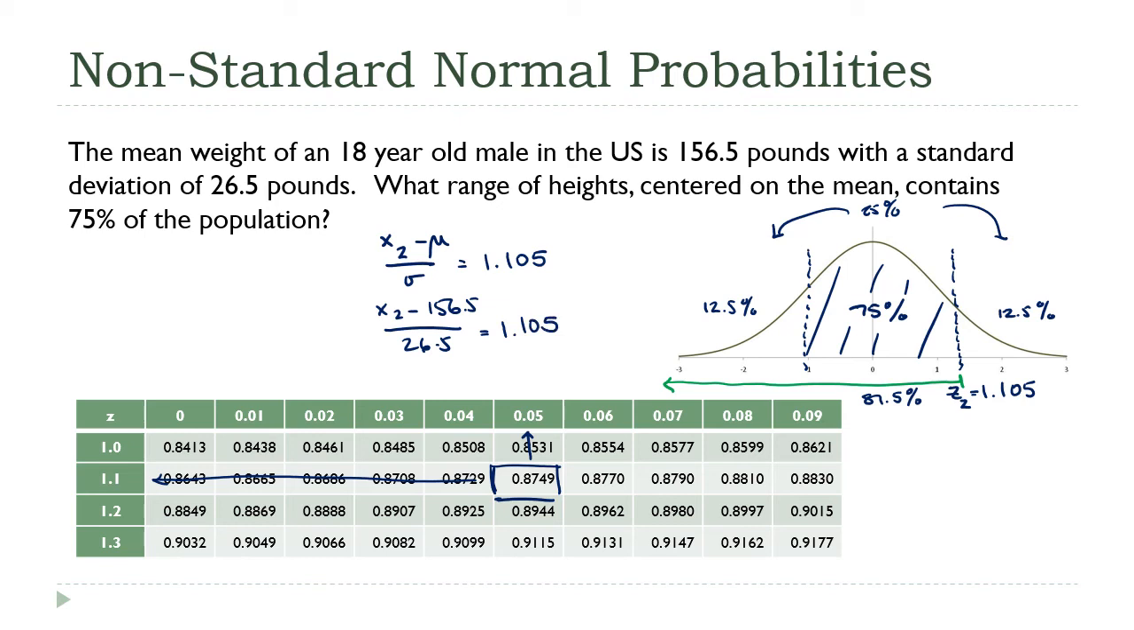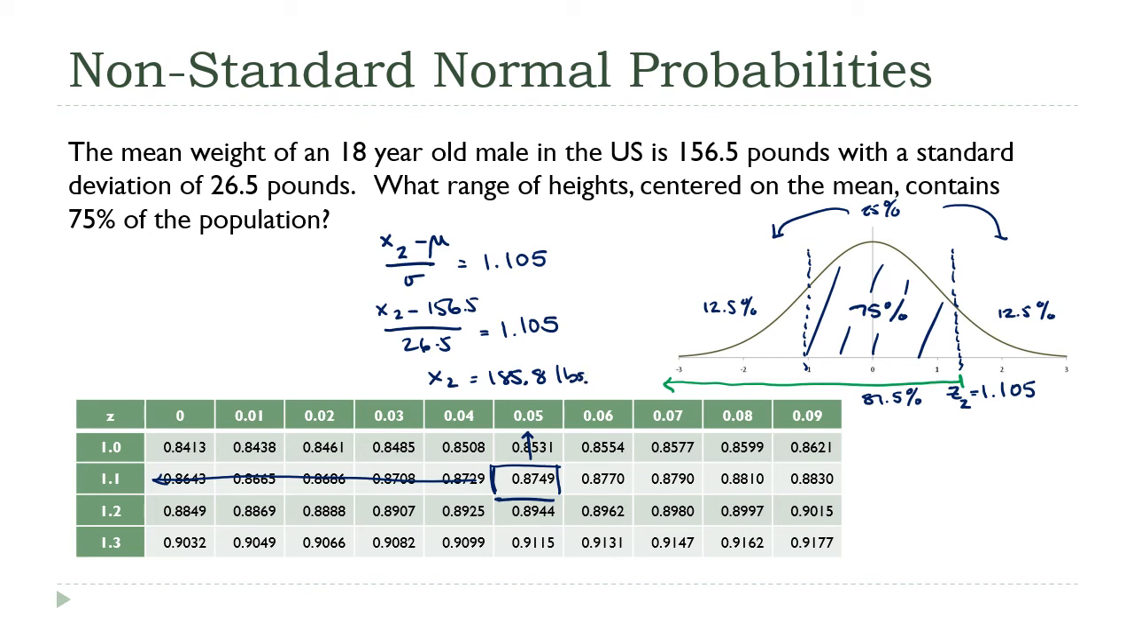I'm a little short on space, so I'm going to do the whole thing. I'm going to do 1.105 times 26.5 and then add 156.5 to it. That gives me x2 equals 185.8. And what are we talking about here? Pounds. So that's my upper range.